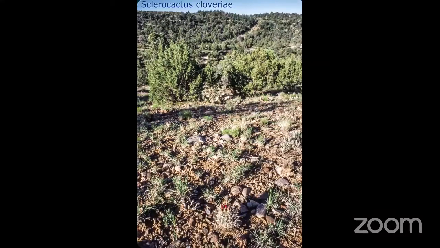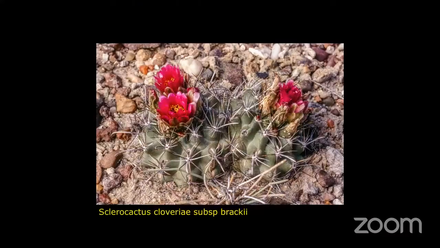There is a subspecies of this plant called brackii, and it was named after Stephen Brack, the ex-proprietor of Mesa Garden Nursery. This is a little bit closer to Farmington. The plants here are smaller than subspecies cloveriae, and they flower at a much younger age.